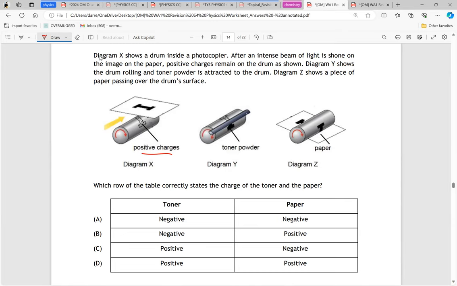You all know what toner is? It's not your skincare toner. This one is the powder toner, okay? So in order for the powder to stick onto the positively charged region, what charge must the toner have? Negative, because rule number one, unlike charges attract. That's it. So if this is positive and the toner needs to stick onto it, it needs to be negatively charged.